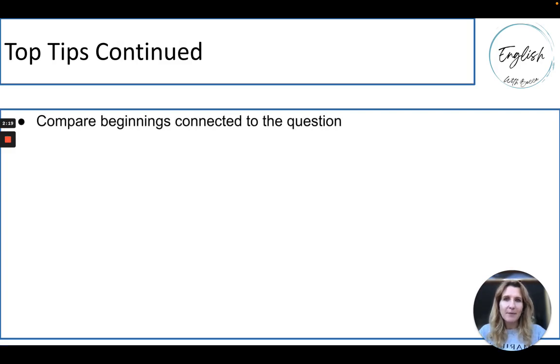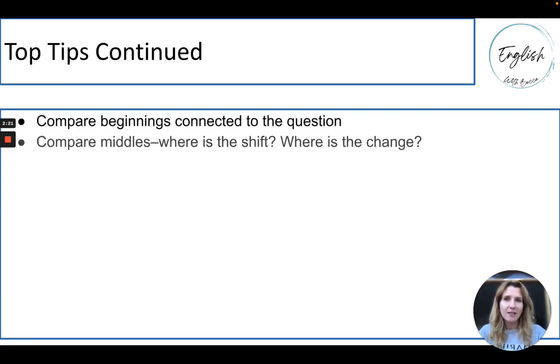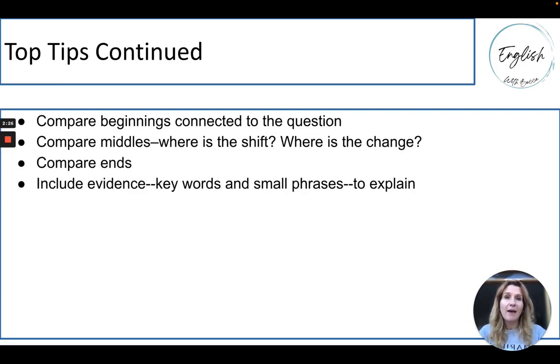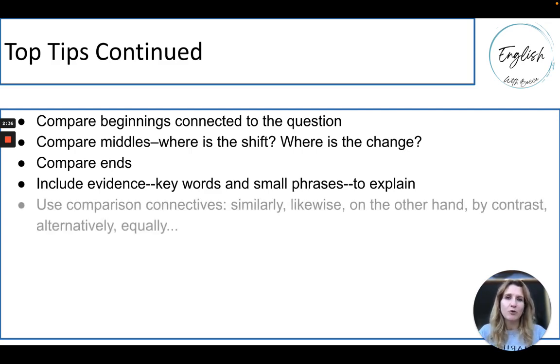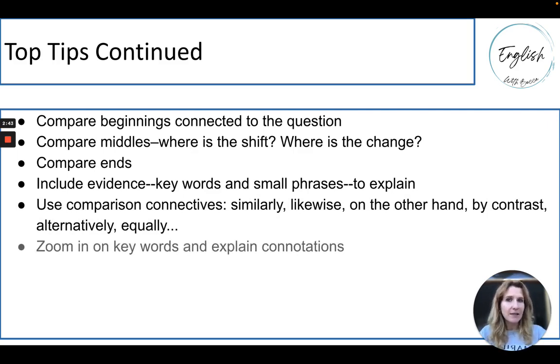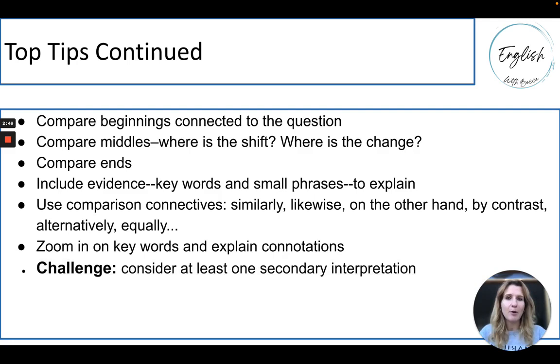So top tips: compare the beginnings connected to the question, compare the middles, compare the ends. Include evidence. Get your keywords and small phrases in to explain and zoom in on. So just like the language question, you are analyzing it in order to understand the emotion. Use comparison connectives: similarly, likewise, on the other hand, by contrast, equally. You want to zoom in on keywords, explain connotations, because remember this is about attitudes, so that's the emotion.